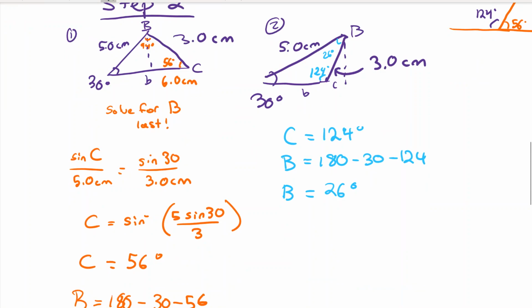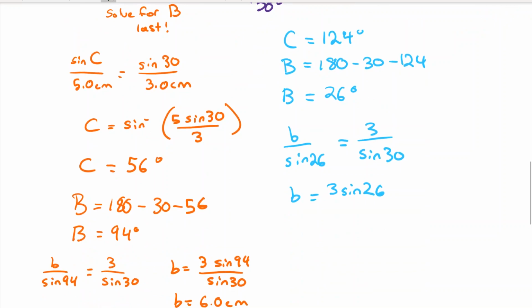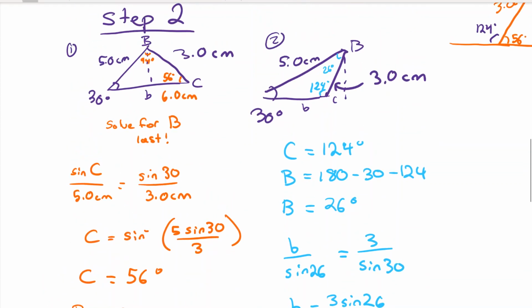And in this last triangle, B over the sine of 26 is going to equal 3 divided by the sine of 30. So B here equals 3 sine of 26 divided by sine of 30. Well, that equals 2.6 centimeters. So that's this one over here, 2.6 centimeters. All right, so that's how we solve for the ambiguous case.